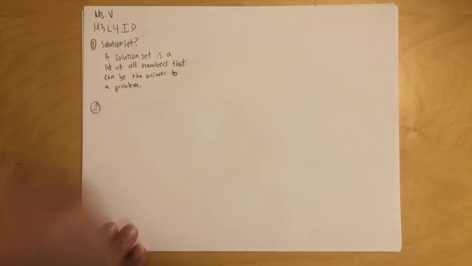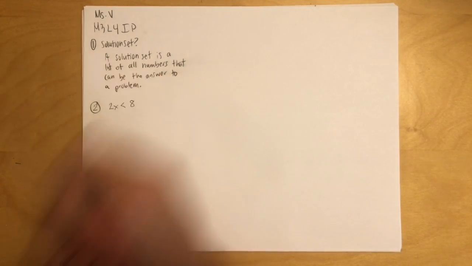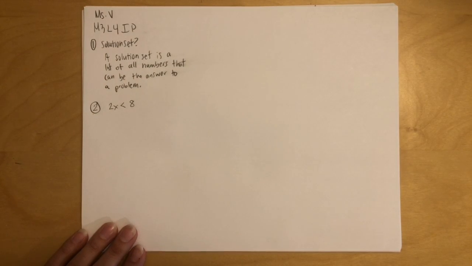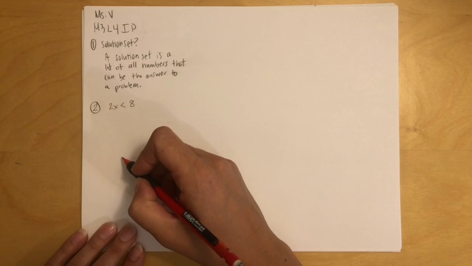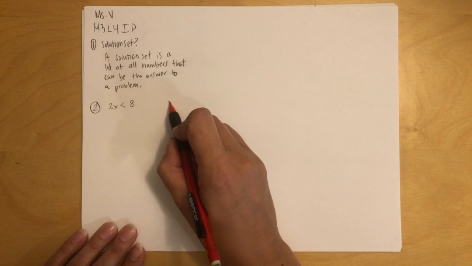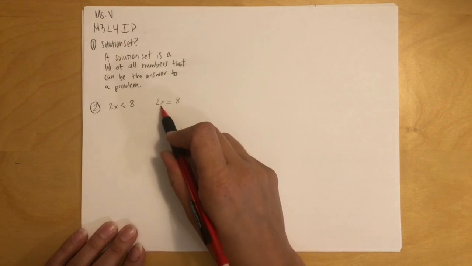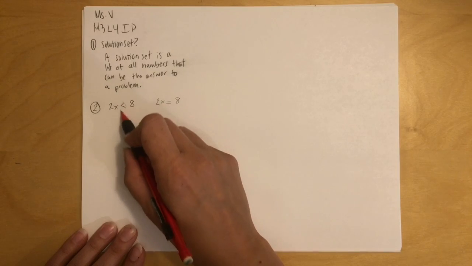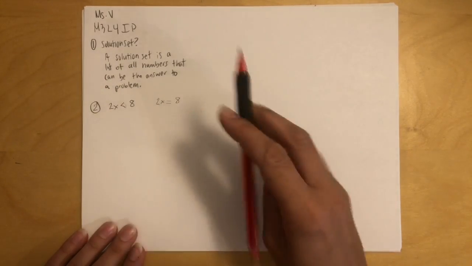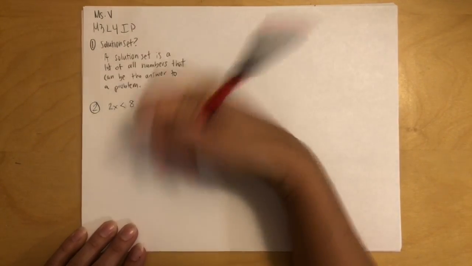Number 2, solve 2x is less than 8. We are going to solve this the same way that we solve regular equations. Equations are equal, so they are equations. 2x equals 8, so this side is equal to this side. An inequality is what we have when we use these symbols. So 2x is less than 8. They are inequalities.